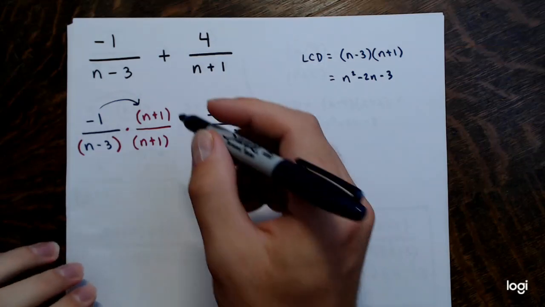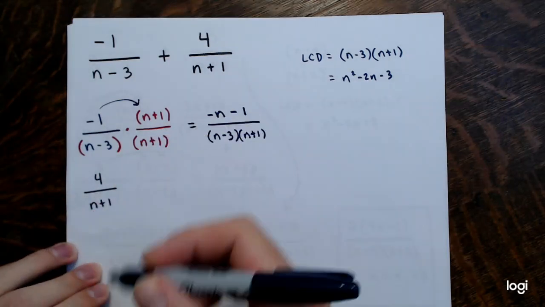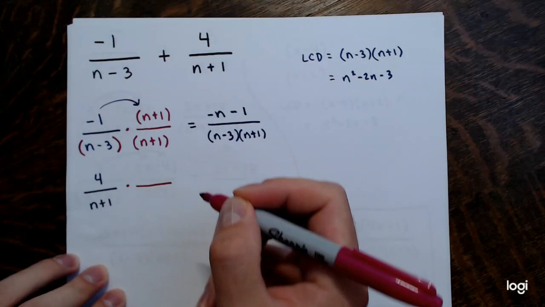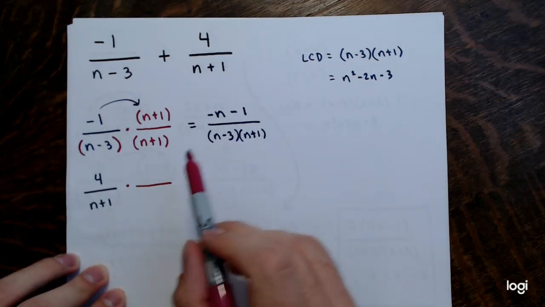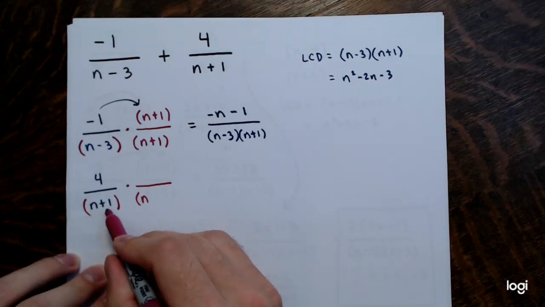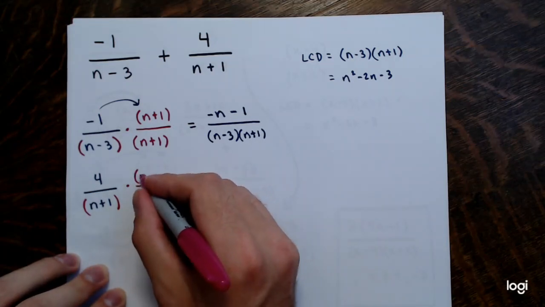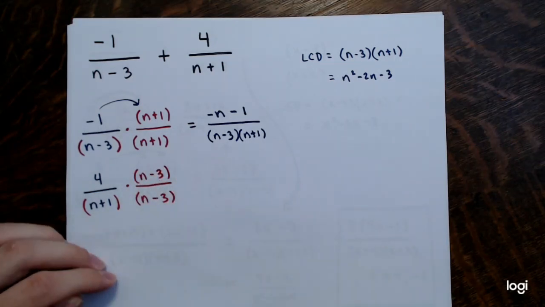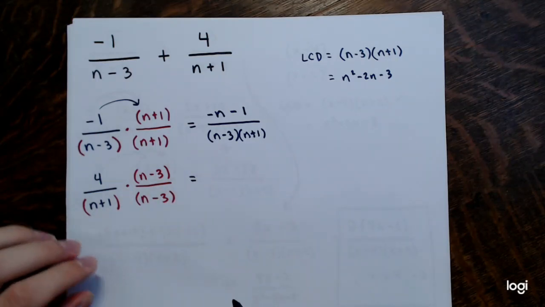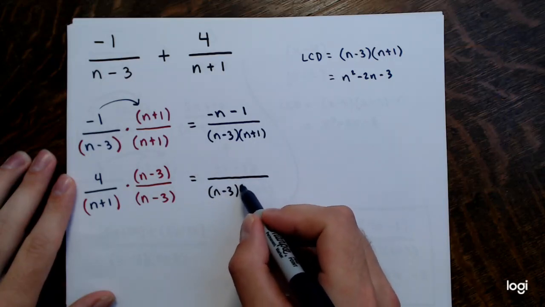Okay, the second fraction, 4 over n plus 1, same thing. I'm going to multiply the numerator and denominator by the same expression. The factor that's missing is n minus 3, and again, you're multiplying this whole denominator. It's got multiple terms. I'm putting it in parentheses, times n minus 3. And I'm doing the same to the numerator, times n minus 3. So it stays the same value. It's like I'm multiplying by 1. The denominator is that LCD, n minus 3 times n plus 1.